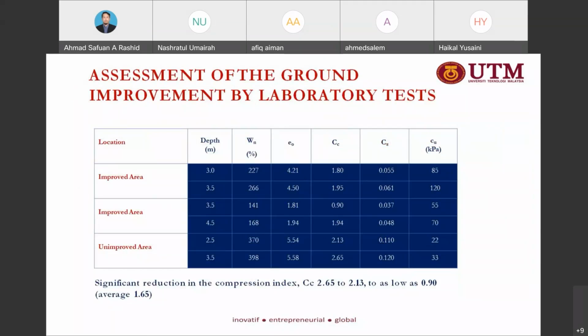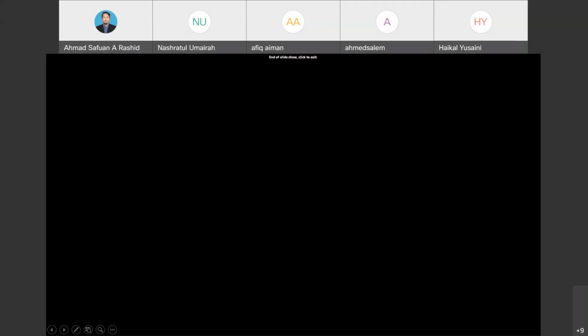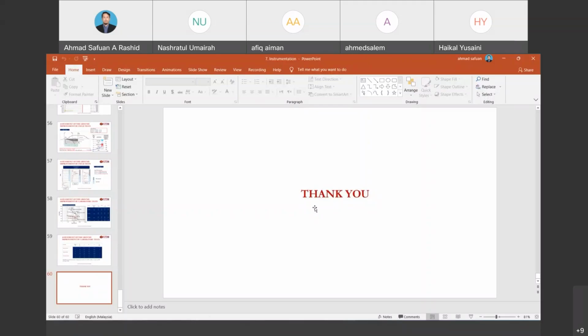This is the value of the Cc. The higher the Cc, the lower the improvement process. So the lower Cc is better. So that's all for the instrumentation for the embankment or for the slope monitoring process.